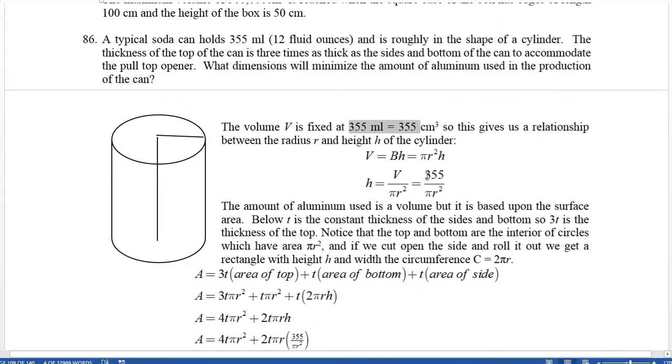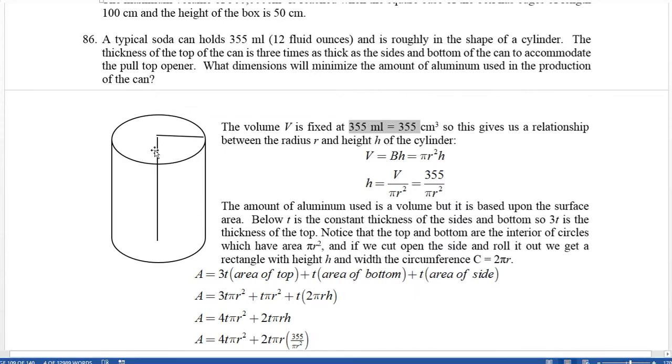Okay, so anyway, the height is 355 divided by pi r squared. Notice r is in centimeters. The top is in cubic centimeters. This will all work out to be centimeters, which is appropriate for the height. Now the amount of aluminum used is actually a volume, but it's really based on the surface area. So T is the constant thickness of the sides and the bottom, so 3T is the constant thickness of the top.